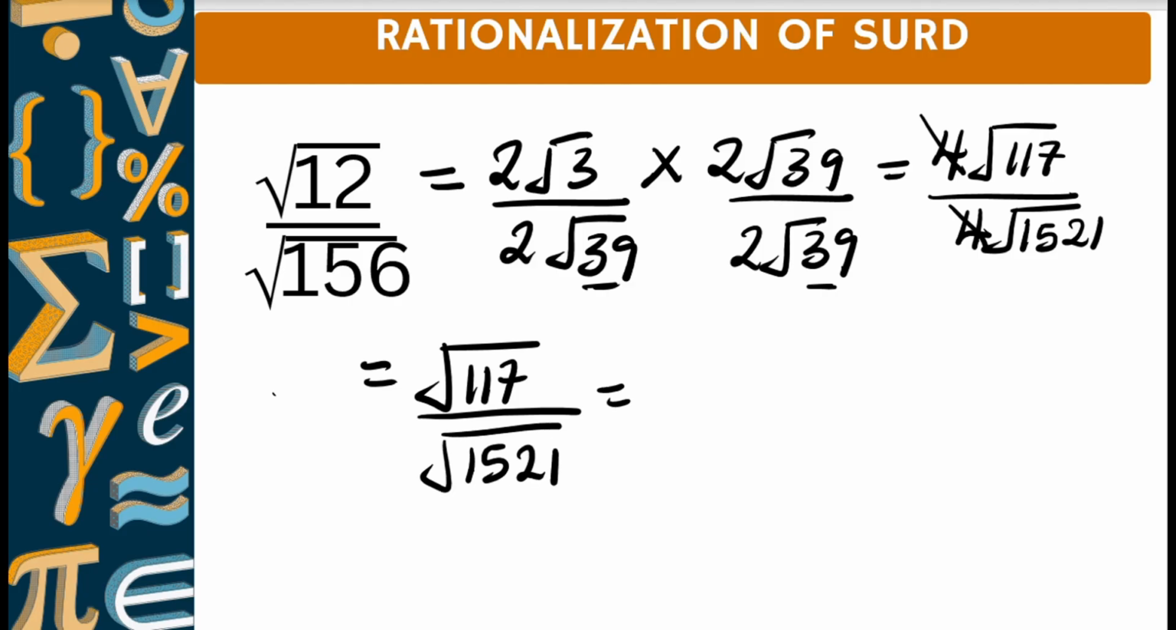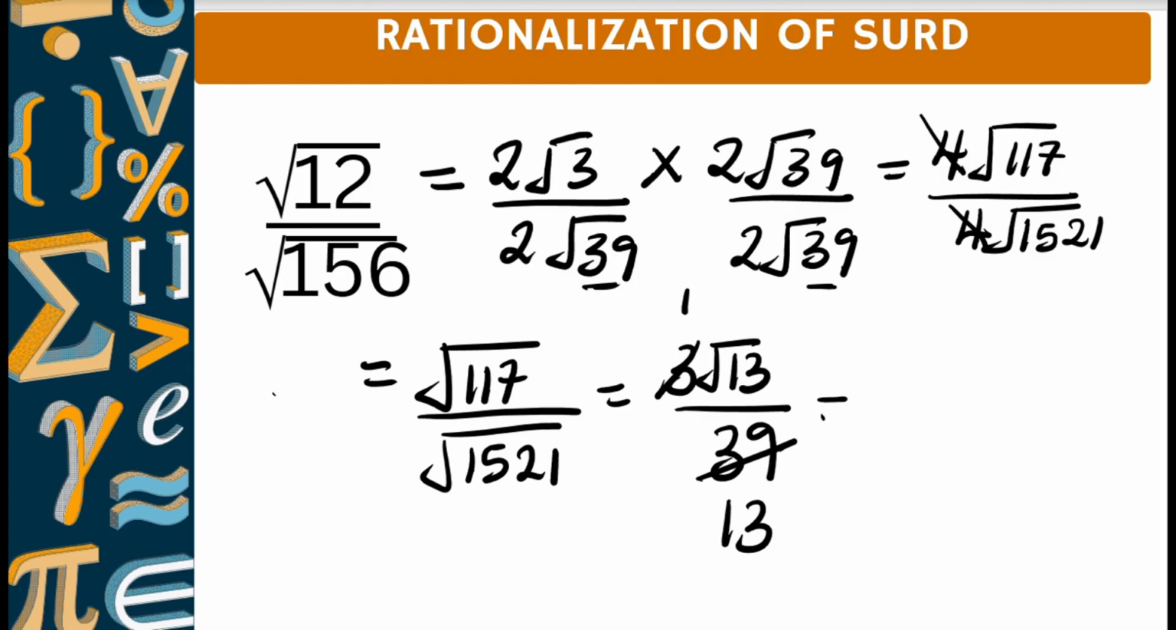Then I'm going to reduce this surd to its simplest form. Therefore, root 117 is 3 root 13 and then root 1521 is 39. And 3 will divide 39 thirteen times. And that will leave our final answer to be root 13 over 13.